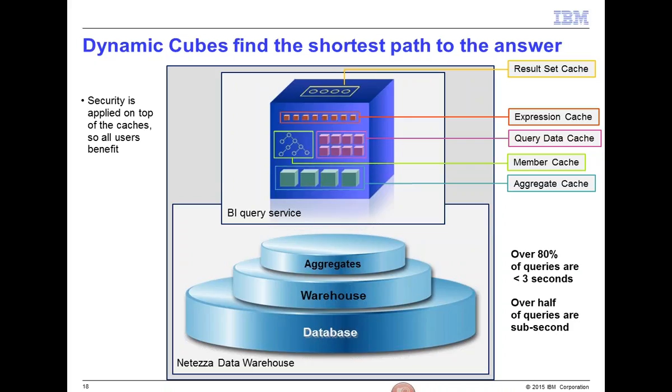And so getting the right aggregates in the cache is important, and optimizing the aggregates that we load is very critical. Within the product, we also use something known as the aggregate advisor. On the right-hand side, you'll see some statistics that show over 80% of queries are less than 3 seconds, and over half of the queries are sub-second.